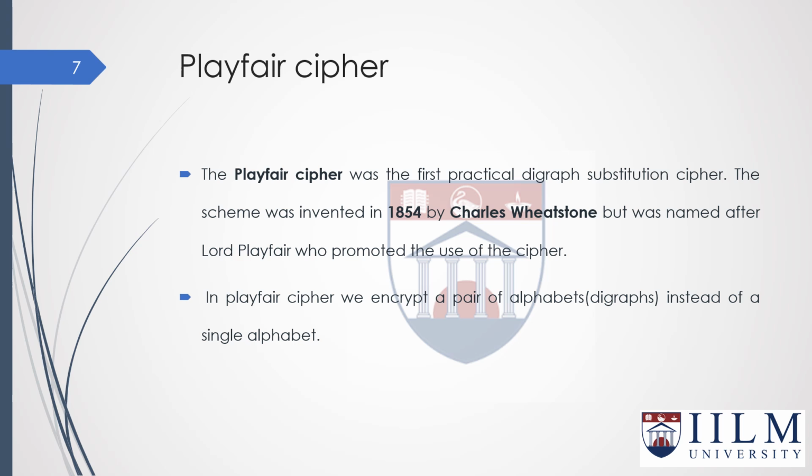So in Playfair cipher, we just encrypt a pair of alphabets. That's why it is called digraphs. Di means two, graphs means letters or pictures. But we are not taking pictures here, we are taking letters here. So in Playfair cipher, we encrypt a pair of alphabets instead of a single alphabet. In our last examples, in Caesar cipher examples, we have seen a single alphabet can be replaced by a single alphabet. But in this Playfair cipher, a pair of alphabets will replace a pair of alphabets.